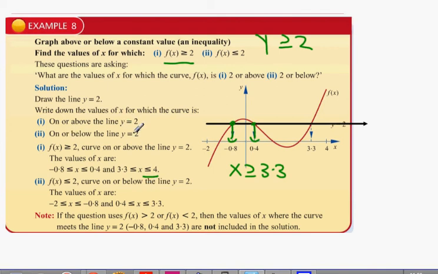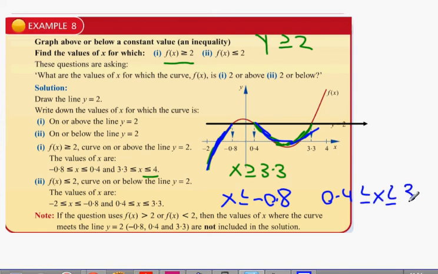Part 2, on or below the line y equals 2. On or below would incorporate this part here, this part here. So what we're going to get, I'll just shade it in blue actually, is any number smaller than minus 0.8, or any number in between 0.4 and 3.3. Everybody happy with that? Moving on.